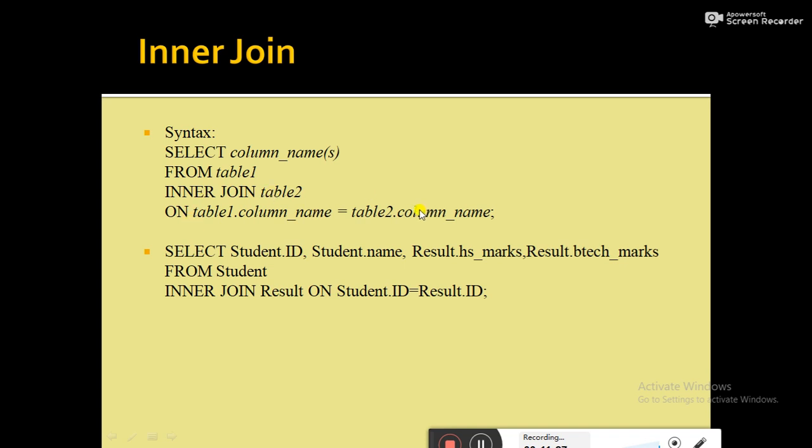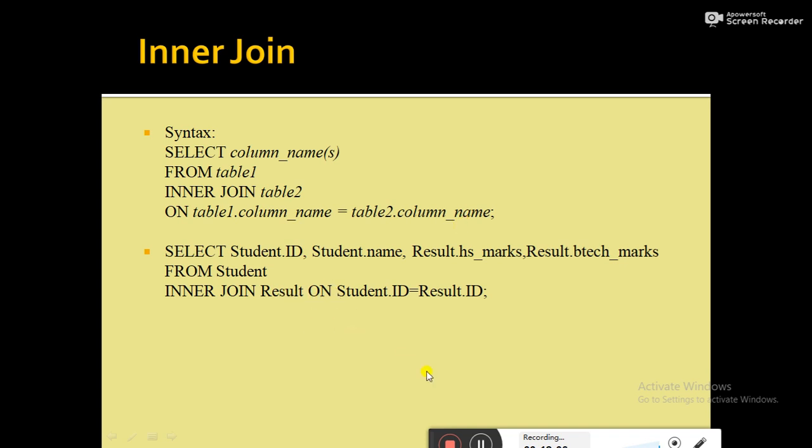So based on the common attribute and based on equality on the common attribute, we are going to perform the join operation. So select column names from table 1 inner join table 2. That means two relations are participating in a join: one is table 1 and another one is table 2. We are performing the inner join operation between table 1 and table 2, on the basis of an equality condition on the common attribute, which is column name. And we have to mention the table name also: table 1 dot column name equal to table 2 dot column name.